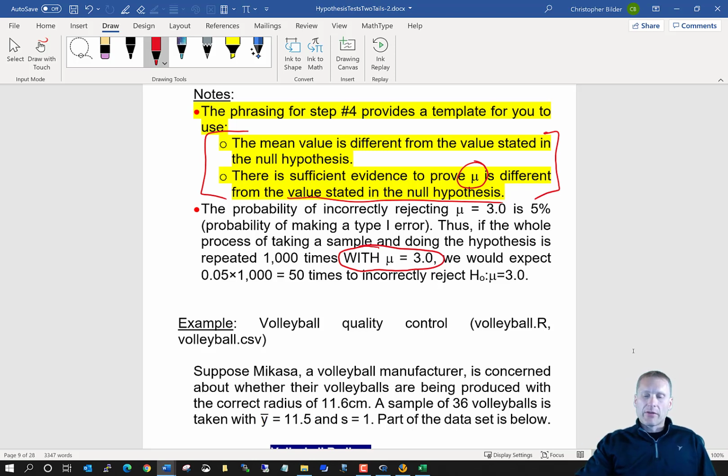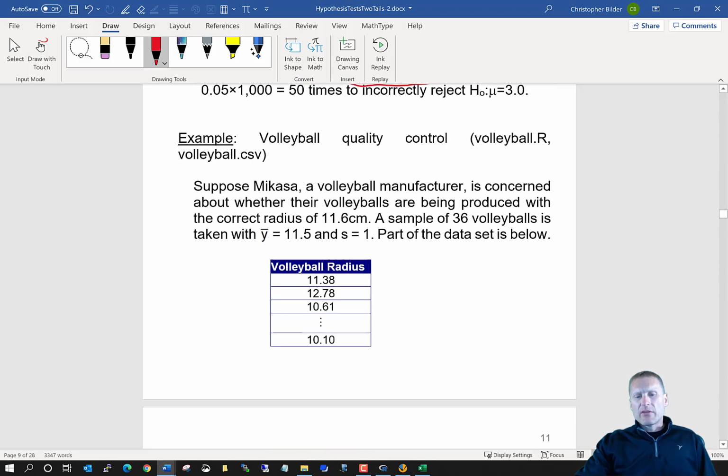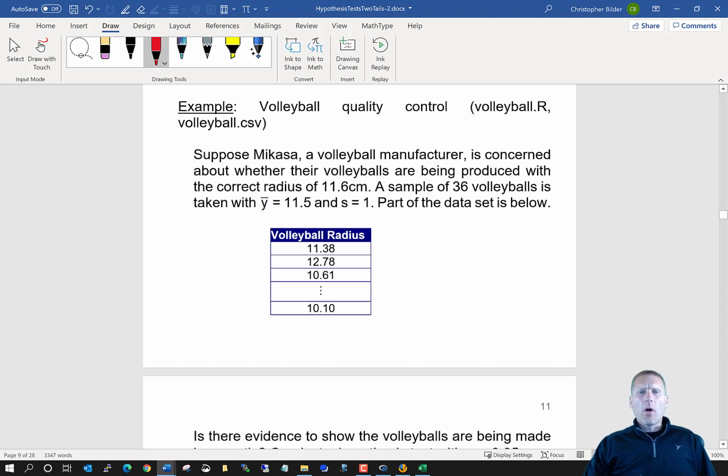Okay, let's take a look at another example. This deals with quality control in a manufacturing setting. For some reason, I decided to use volleyballs here, perhaps because I like to play volleyball. I played a lot in my life, and so this is where this example comes from. One of the leading manufacturers of volleyballs is a company by the name of Mikasa. Let's say that they're concerned whether their volleyballs are being produced with the correct radius of 11.6 centimeters.